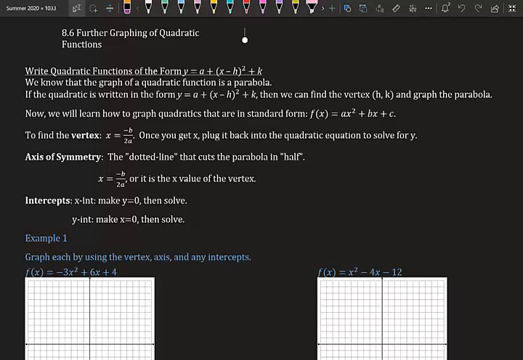So now we're going to learn how to graph quadratics in standard form, which is ax squared plus bx plus c. So to find the vertex, we use something called the vertex formula, and it's x equals negative b over 2a. Once you get x, plug it back into the quadratic equation to solve for y. And that's how we find the vertex, because remember, the vertex is an x and y point. So once you get x, you have to plug it in to get y. Your axis of symmetry is the dotted line that cuts the parabola in half, and that's just the x of the vertex. Intercepts. X-intercept, you make y equals 0, then solve. Y-intercept, you make x equals 0, then solve. But I'm going to teach you a trick for the y-intercept for the quadratics.